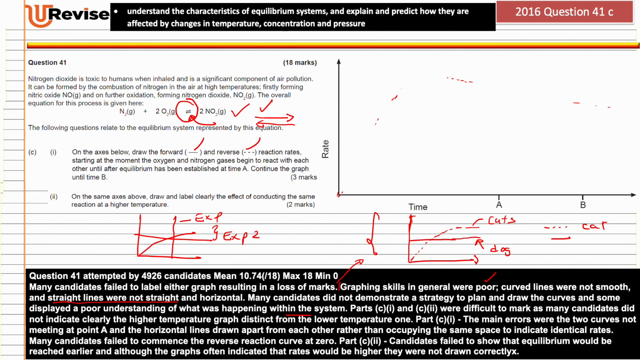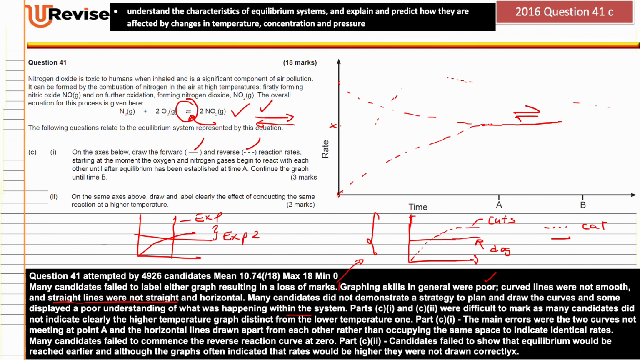If the rate at the end of the reaction is now, let's say, this one here, all my graphs must converge at this rate here. This one might start from the top all the way down here, and another one might come up like that, but they must all converge at the same point, because this is where we are saying equilibrium has been established. This is what the examiner is saying here.